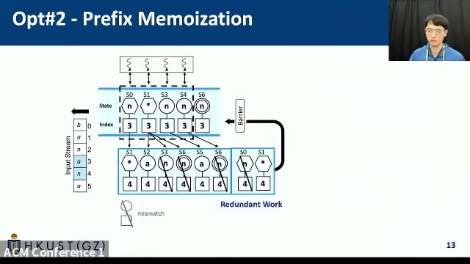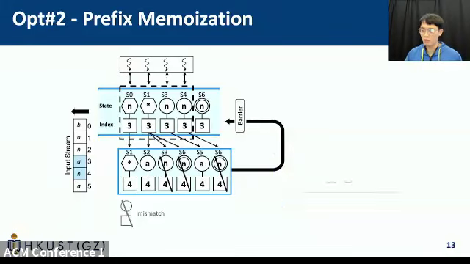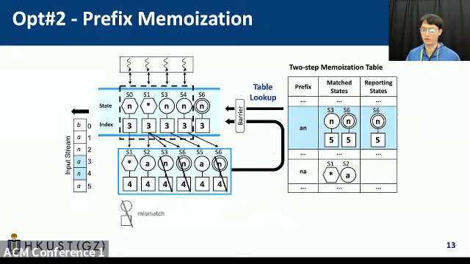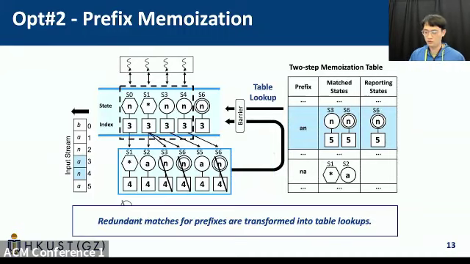And then we use prefix memoization to reduce the redundant work. We pre-compute the results between the always active state and all possible prefixes and store them in memory. By doing so, the computation can be skipped with a table lookup.